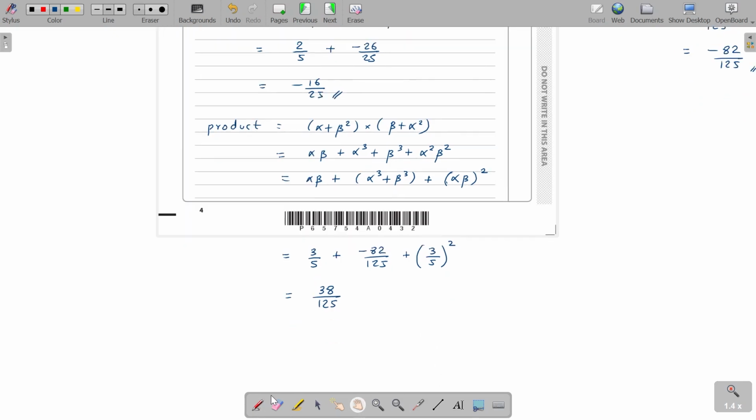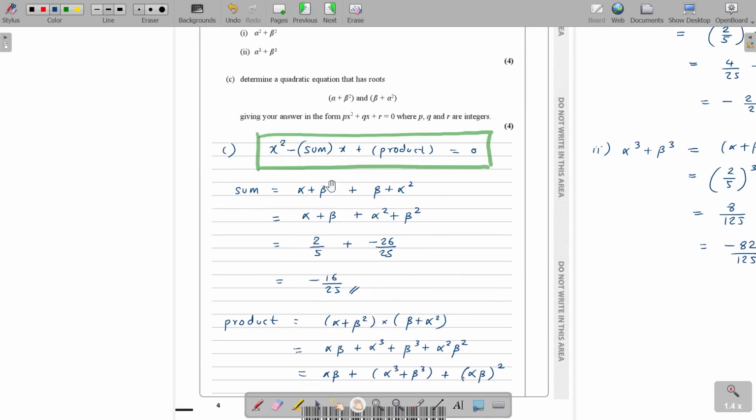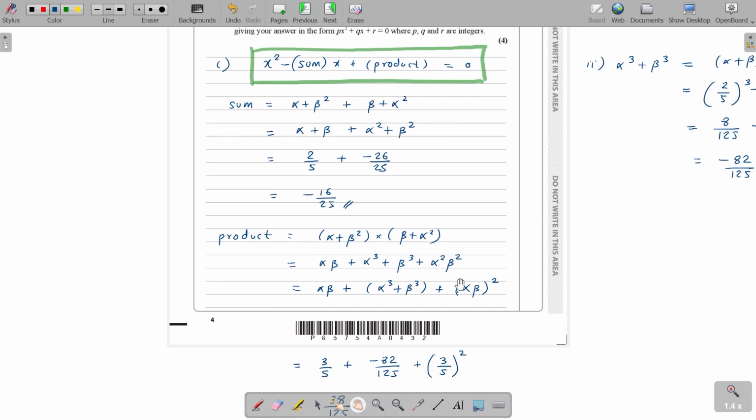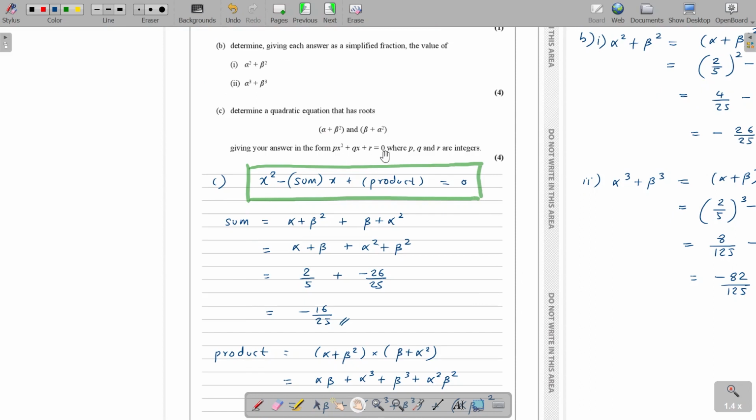Now let's input it into the equation. So the quadratic equation x square minus sum of roots. What was our sum of roots? Minus 16 over 25x. Can you see? I'm inputting into this equation: x square minus sum, which is minus 16 over 25, times x plus product of roots, which is 38 over 125, equals 0. So this is our quadratic equation. However, they do ask us to get the quadratic equation in the form px square plus qx plus r, where p, q, r are integers, no fractional coefficients.